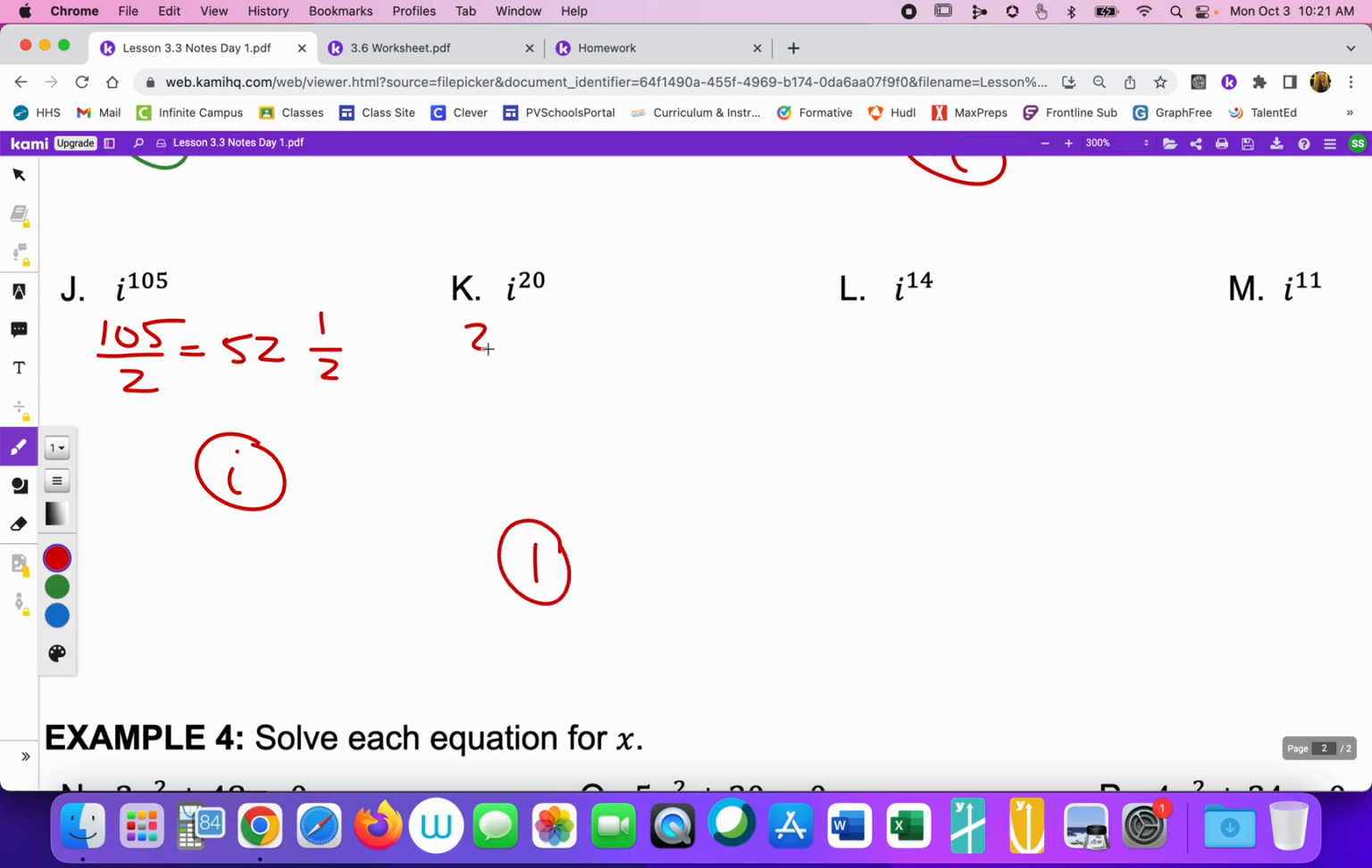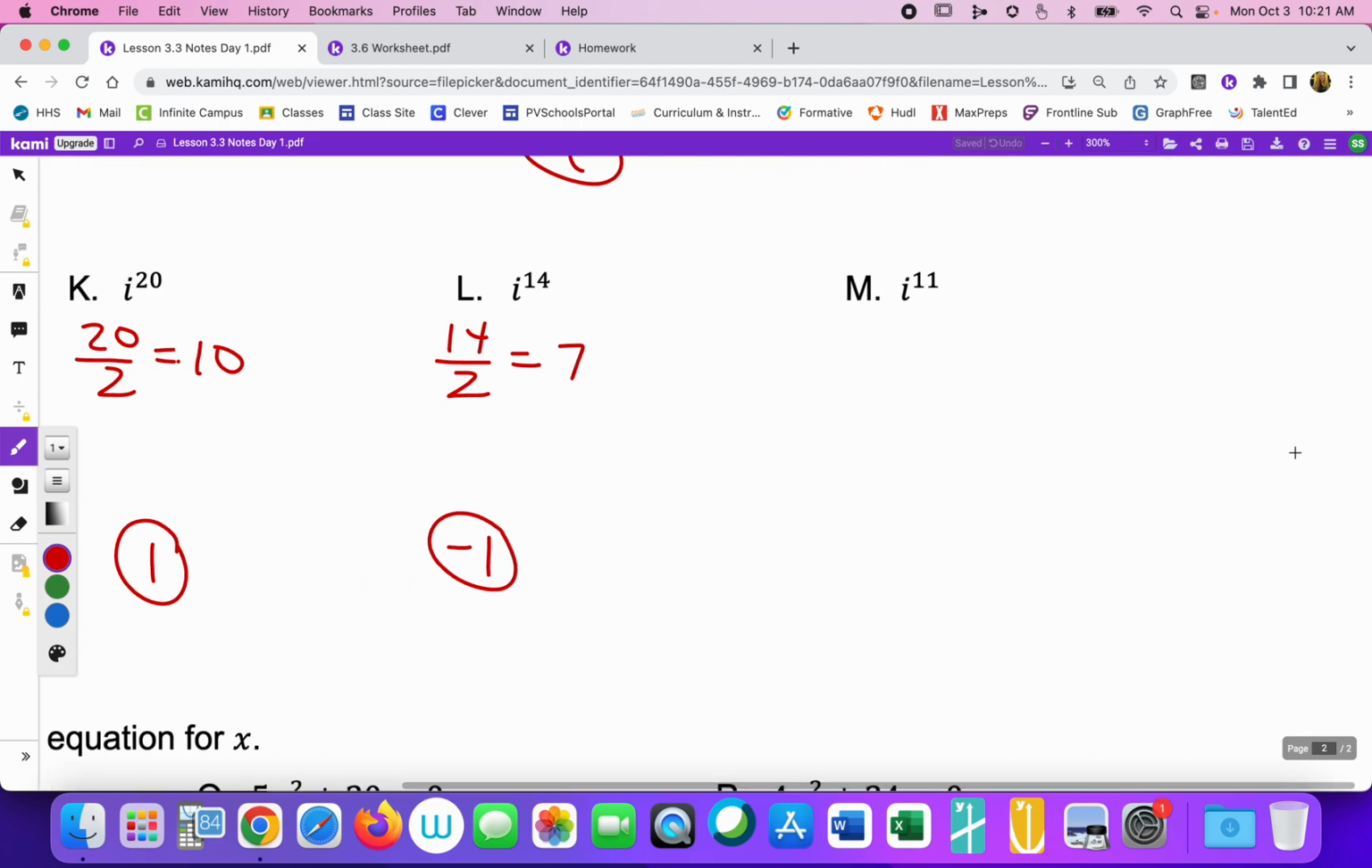There's no i because 20 divides by 2 evenly. There's no fraction, there's no decimal. Okay, that's no i. It's either positive 1 or negative 1. It's positive because 10 is an even number. Okay. What about i to the 14? Negative 1. Because 14 divided by 2 is 7, and 7 is an odd number. If there's no fraction, there's no i. And then M? Negative i? 11 divided by 2 would be 5.5. 5 is odd, so that's where the negative comes from. Half is the i.